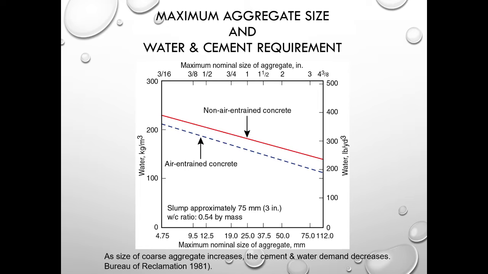And you can see that the relationship is the same for air entrained versus non-air entrained. Another interesting fact shown by this graph is that air entrained concrete requires less water than non-air entrained concrete at a given maximum aggregate size. So if we look at the 19 millimeter aggregate size and we go up, we can see that the amount of water required for air entrained concrete would be less than non-air entrained concrete.